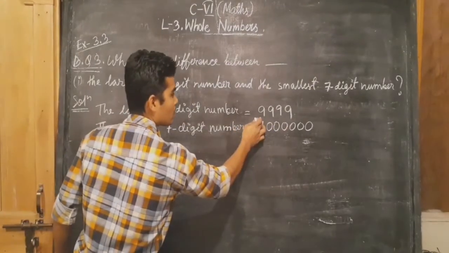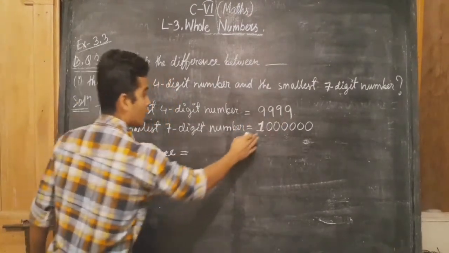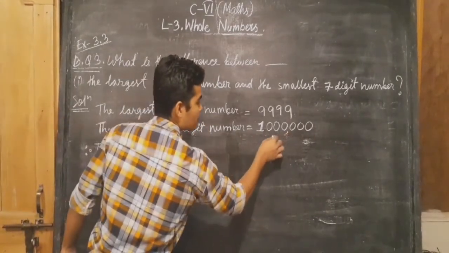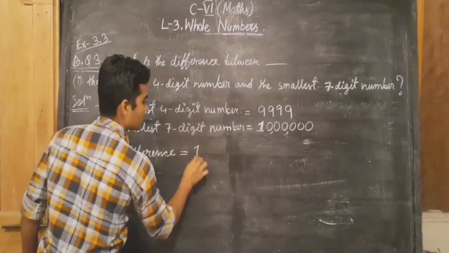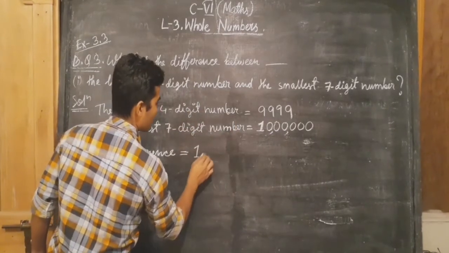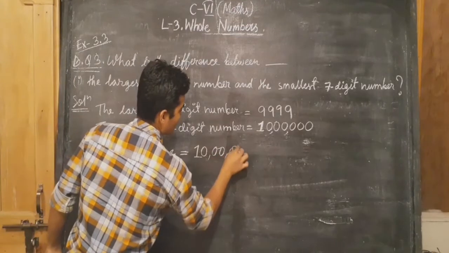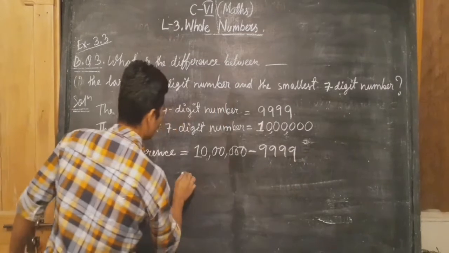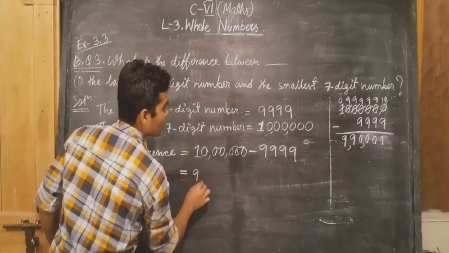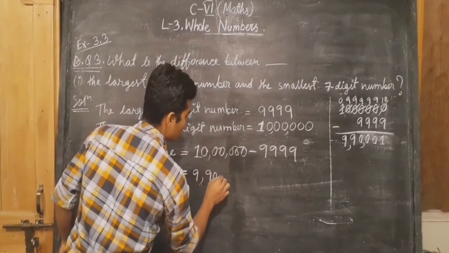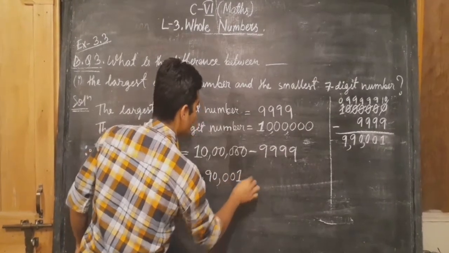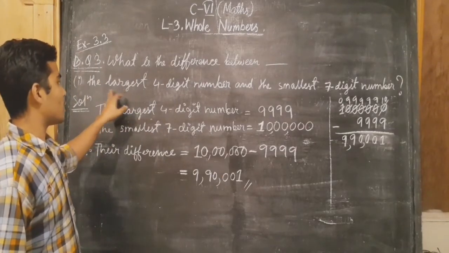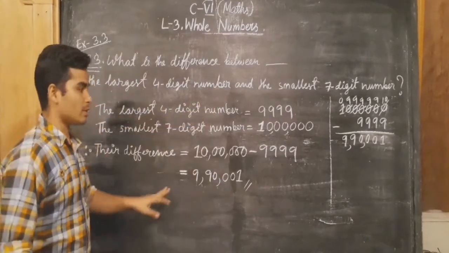So 9,999 is smaller than the smallest 7-digit number, that is 10 lakh. So we will subtract 9,999 from 10 lakh. What will be the answer? 9,90,001. So this is the difference between the largest 4-digit number and the smallest 7-digit number.